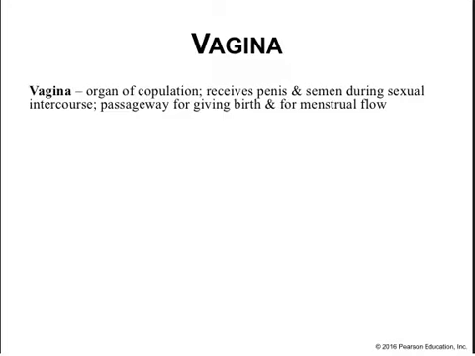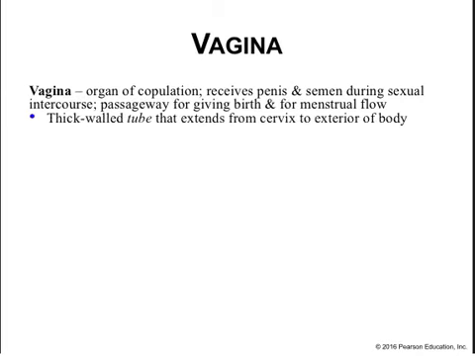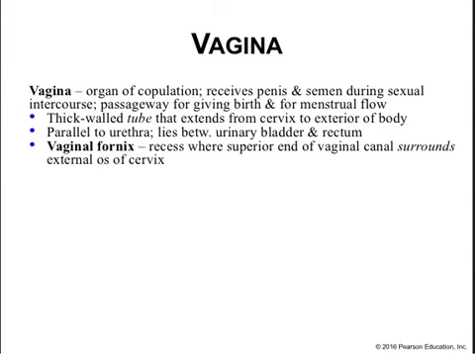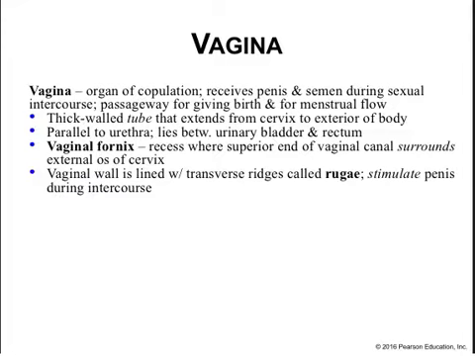The vagina is the organ of copulation, receiving the penis and semen during sexual intercourse, and serves as a passageway for birth and menstrual flow. It's a thick-walled tube extending from the cervix to the exterior of the body, runs parallel to the urethra, and lies between the urinary bladder and rectum. The vaginal fornix is the recess where the superior end of the vaginal canal surrounds the external os of the cervix. Os is just a term meaning opening.